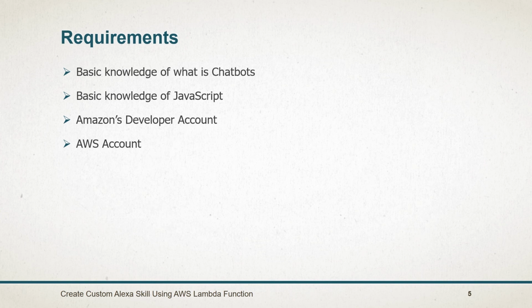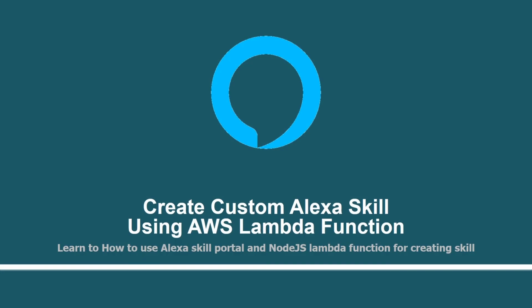Prerequisite for this course is just basic knowledge of chatbot as well as JavaScript and Amazon's developer account and also account in AWS for creating Lambda functions. At the end of the course, you will be confidently able to create your own Alexa skill, which includes cards, state management and directives, and you will be able to publish skill in store.